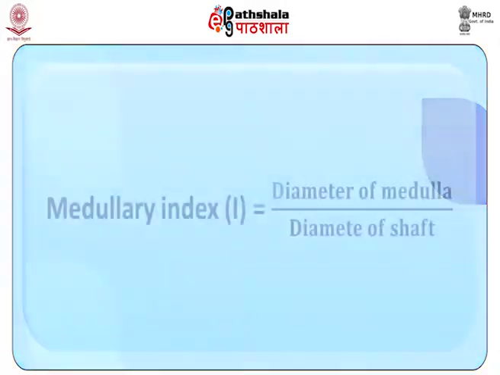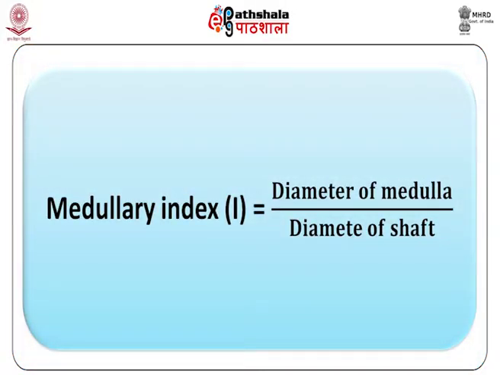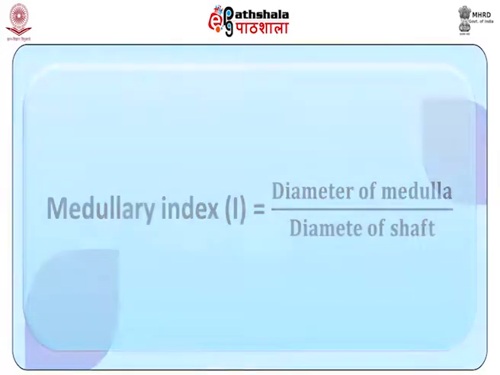They can occupy even more than half of the hair's diameter. Estimation of the width of medulla in hair is done by calculating the medullary index. It is the ratio of the diameter of medulla to the diameter of shaft and is represented by capital I. For example, the medullary index of human hair is 1/3.